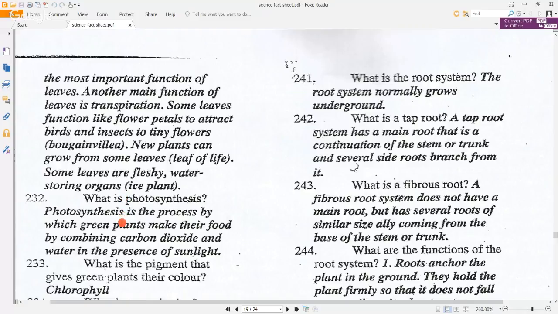What is photosynthesis? Photosynthesis is a process by which green plants make their own food by combining carbon dioxide and water in the presence of sunlight. What is the pigment that gives green plants their color? Answer: chlorophyll.